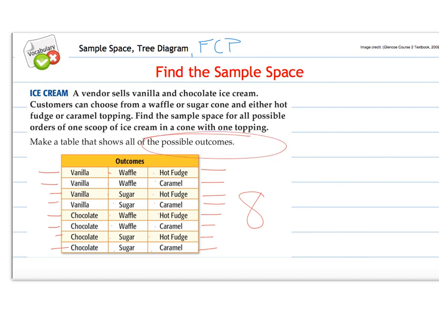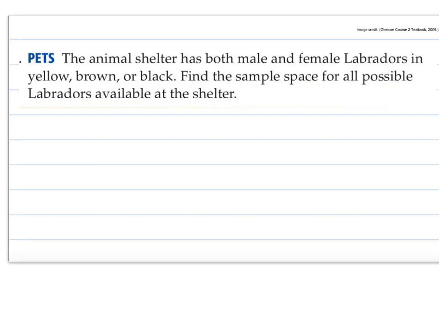And what's nice about the table is that it gives me a visual of what different possible orders would look like, what their flavor would be, what type of cone, and the hot fudge. Instead of just knowing it's 8, I know exactly what those 8 are when I make a table. So that's the benefit here, it's pretty easy to make a table. So we'll try to make a table on our own now.